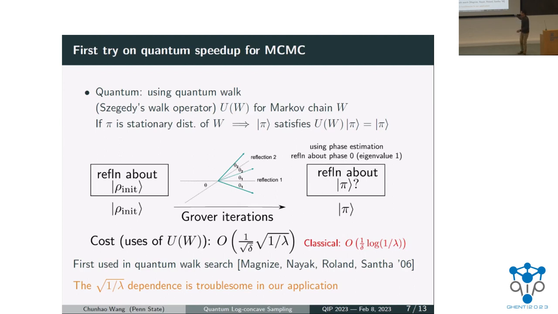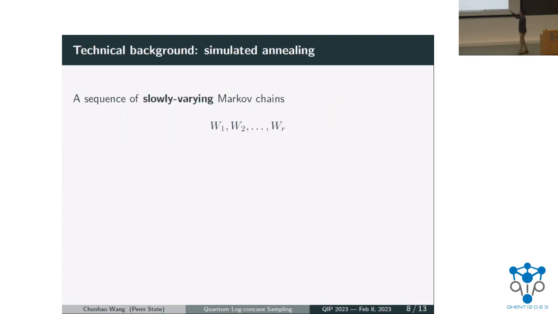So how do we get around it? We get around it in the special scenario where we have a sequence of slowly varying Markov chains. Let me talk about the classical case here, so we get back to the classical setting. We have a number of Markov chains, W_1, W_2, up to W_R, and each Markov chain has its own stationary distribution. We also assume that the spectral gap of each Markov chain is delta.